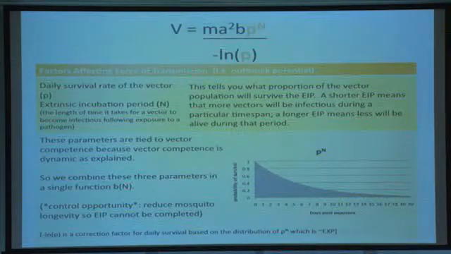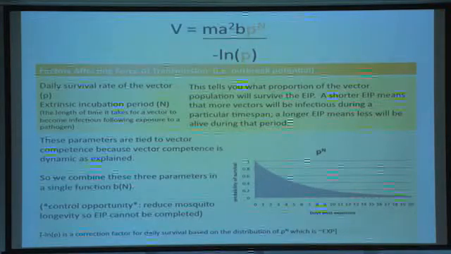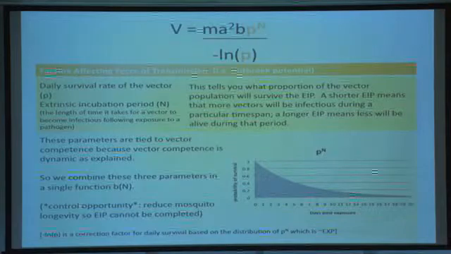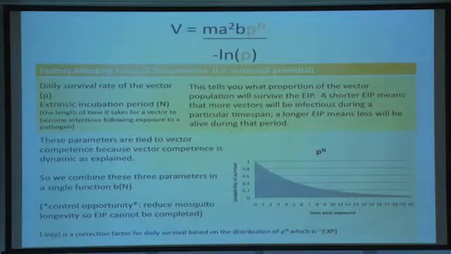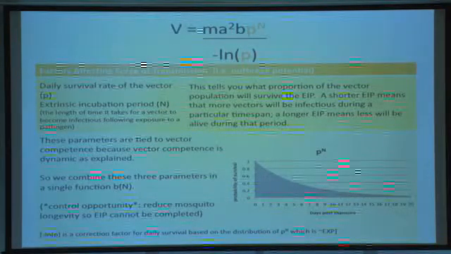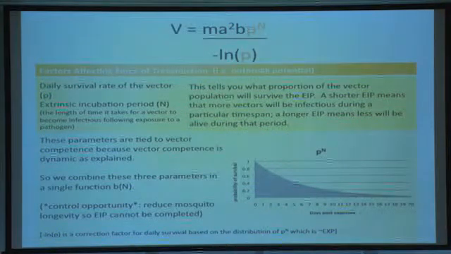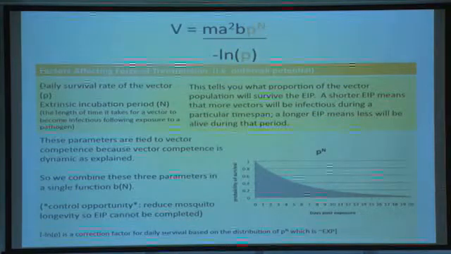But we know it's a powerful term because of its position here within this equation. So we know that by decreasing daily survival, we're going to have a pretty solid impact on vectorial capacity values. We can't necessarily reduce the extrinsic incubation period for a virus going through a particular population. If we can reduce the survival rate of the vector, that's going to be an important way of reducing transmission potential.